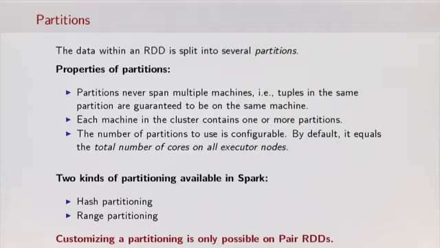And importantly, Spark comes with 2 out-of-the-box kinds of partitioning, which make sense for different sorts of applications. These are hash partitioning and range partitioning. We'll talk about these in more detail in the next few slides. However, it's important to note that all of this talk about customizing partitioning is only possible when working with pair RDDs, since as you'll see, partitioning is done based on keys. So we partition based on keys, hence we need a pair RDD to do that.